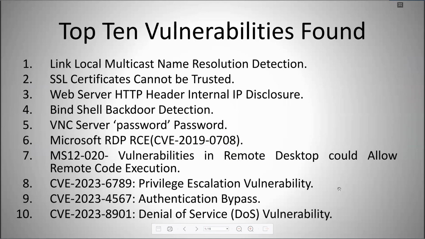As you notice, Metasploitable had a lot of vulnerabilities to choose from. That's by design. They have a lot of known high-risk vulnerabilities that are exploitable. So we picked 10 that were high risk, are known to be exploited, that have known remediations.